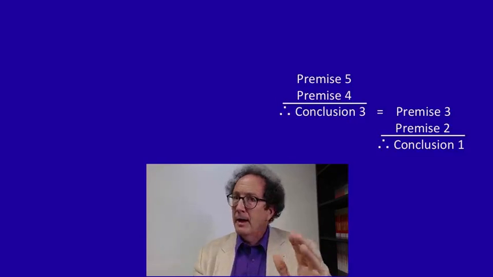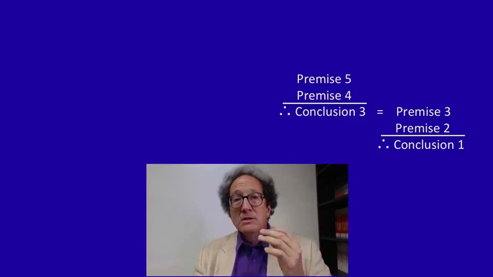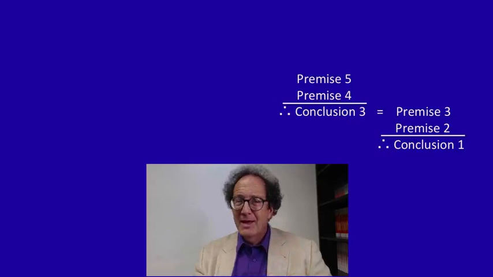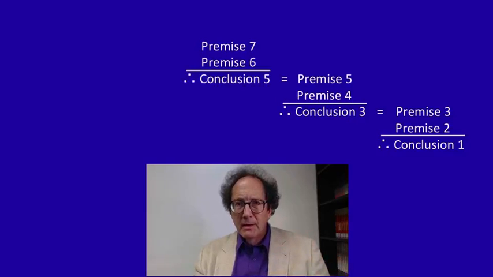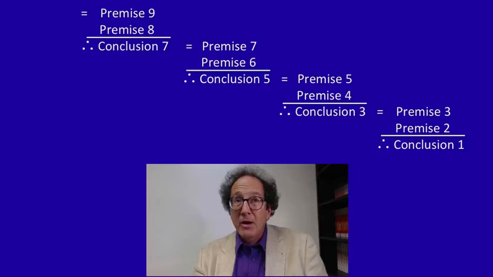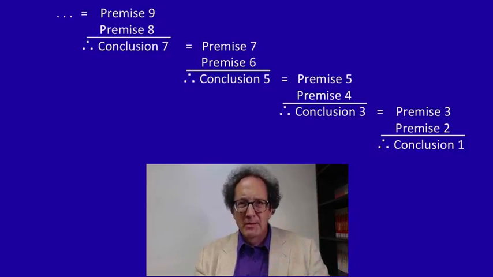But wait a minute, now we've got a problem, because that second argument is itself going to have premises, and you have to be justified in believing those. So the premises of the second argument have to be the conclusion of a third argument, and so on, because the third argument needs premises that have to be justified, so they have to be the conclusion of another argument, which also has to have premises, and those have to be the conclusion of another argument, and so on and so on. It looks like we've got a real problem here.